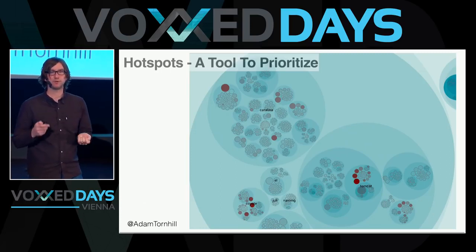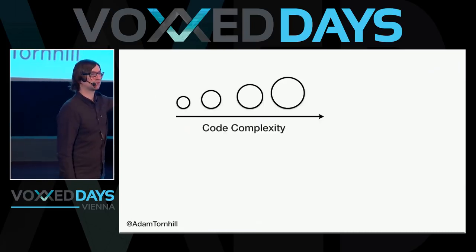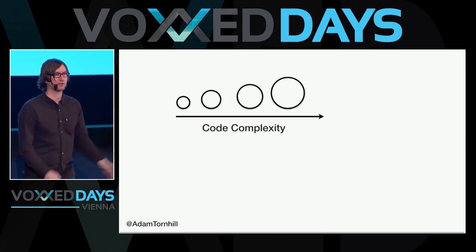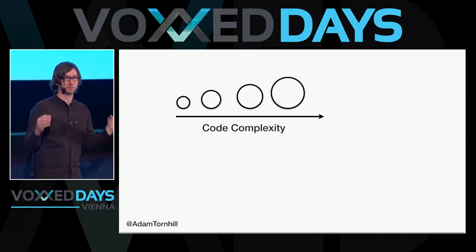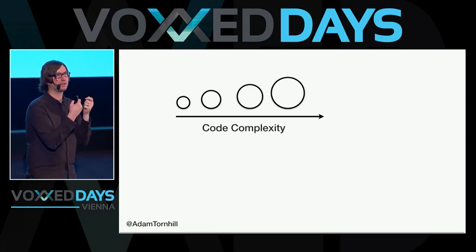And when you do that, you will see that each file is visualized as a circle. And you will see that the circles have different size. That's because the size of the circle is used to express something called the code complexity. That is, how hard is this code for a human to understand?